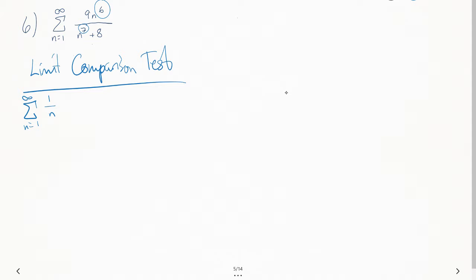Let's call this, well, whatever we want to call it. At the end of the day, what we need to do is compare the terms. So you take the limit as n goes to infinity of the top one, 9n to the 6th over n to the 7th plus 8, and then the bottom one will be 1 over n. Since we're dividing by a fraction, we multiply by its reciprocal. We get the limit as n goes to infinity, the 1 over n goes up top, and so we get 9n to the 7th over n to the 7th plus 8.